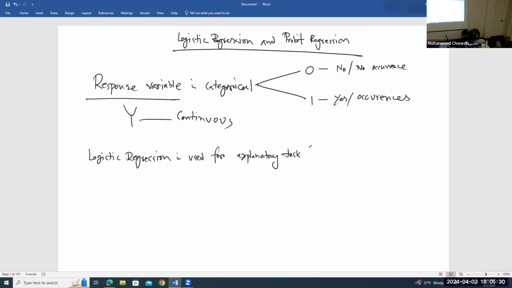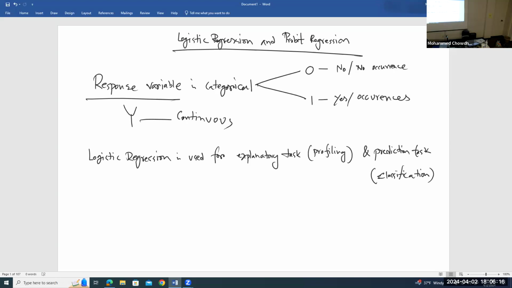the explanatory task, known as profiling, and also the prediction task, that is also known as classification. Let me spend a few minutes here. Logistic regression is used for explanatory tasks.